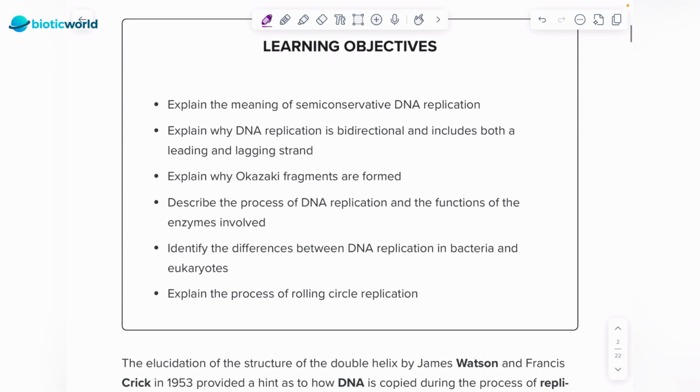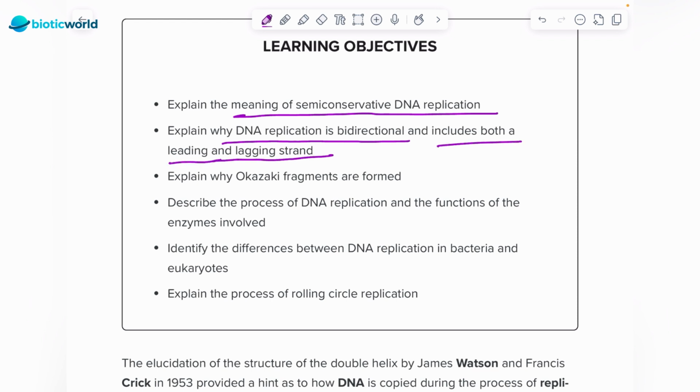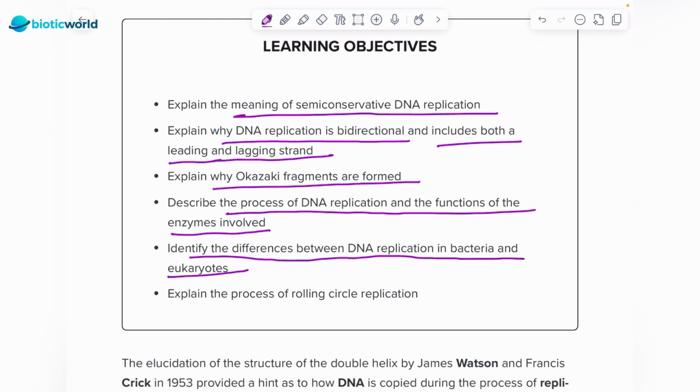In this topic, we are going to cover the meaning of semi-conservative DNA replication, why DNA replication is bidirectional, including the lagging and leading strand, why Okazaki fragments are formed, the process of DNA replication and the functions of the enzymes involved, identify the differences between replication in bacteria and eukaryotes, and explain the process of rolling circle replication. In this episode, you will find the answers to these questions.